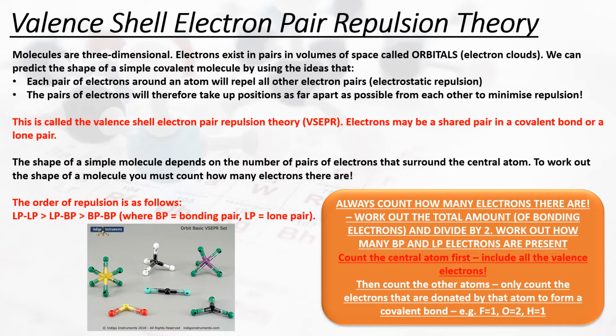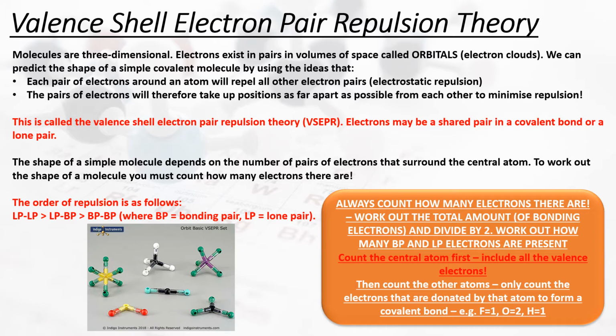That's just electrostatic repulsion. Negatively charged things don't want to be near each other, they repel. And the pairs of electrons will therefore take up positions as far apart as possible from each other to minimise the repulsion. So they want to get physically as far away from each other as they can. And this is called the valence shell electron pair repulsion theory, or VSEPR.